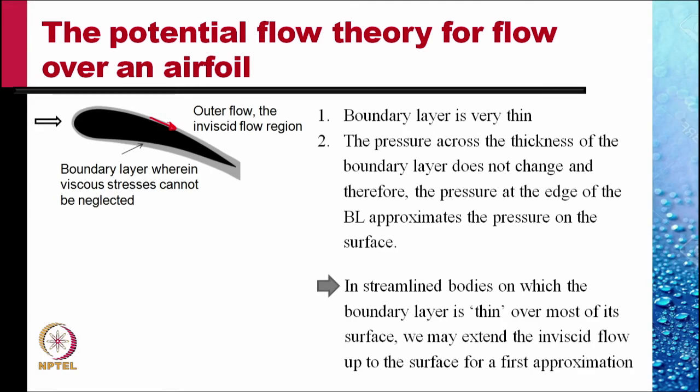To summarize, in streamlined bodies in which the boundary layer is thin over most of its surface, we may extend the inviscid flow up to the surface as a first approximation. This works for lift, but does not work for drag at all. We cannot predict drag. In fact, this predicts drag to be exactly 0, which is obviously not the case. We will have to bring in the viscous effects to predict the drag.